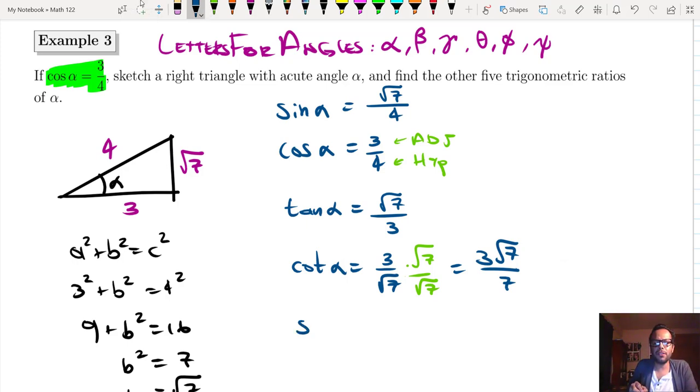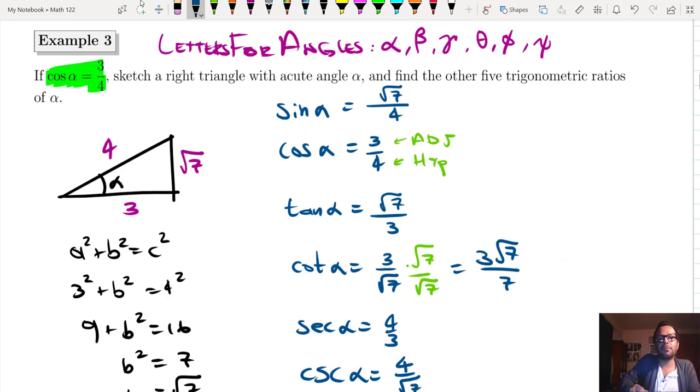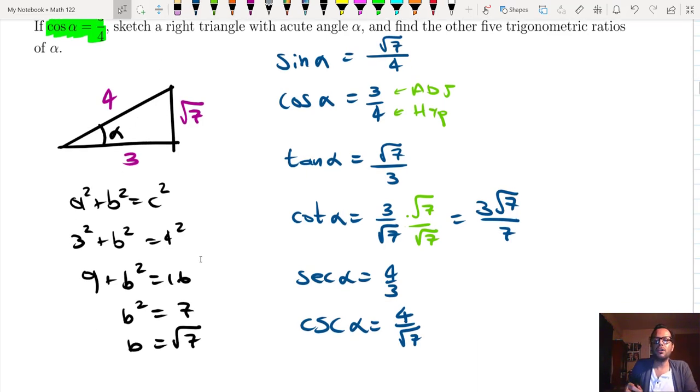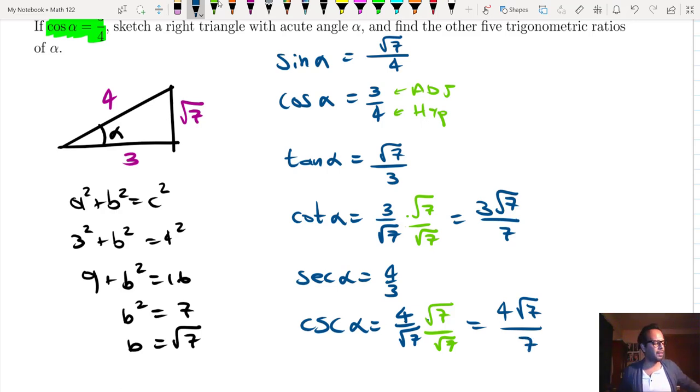The next trigonometric function, secant alpha, which is no other than the reciprocal of cosine, 4/3. And last but not least, cosecant alpha, which is no other than the reciprocal of sine, which is 4 over root of 7. But again, you might want to rationalize this square root of 7 in the denominator, right? Okay, so root of 7, root of 7. This will give us, by multiplying across, 4 root of 7, divided by 7. And there we go, the 6 trigonometric functions, right?